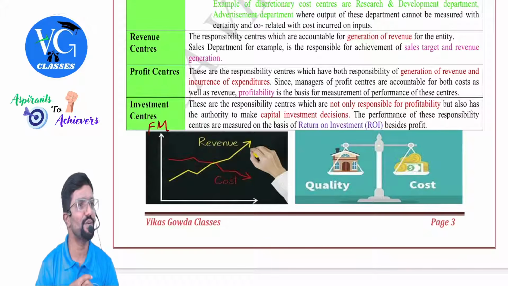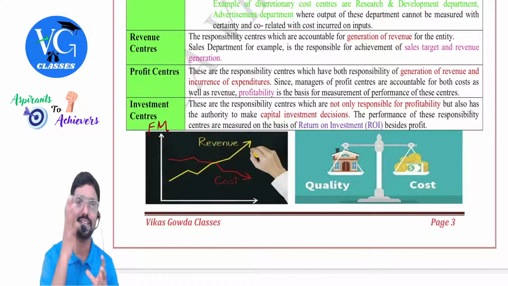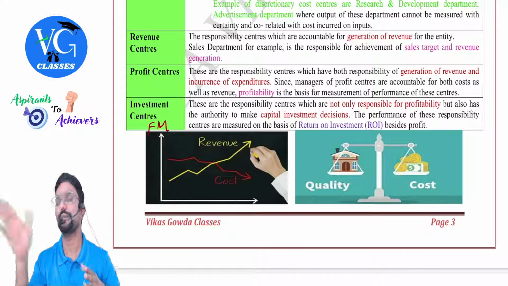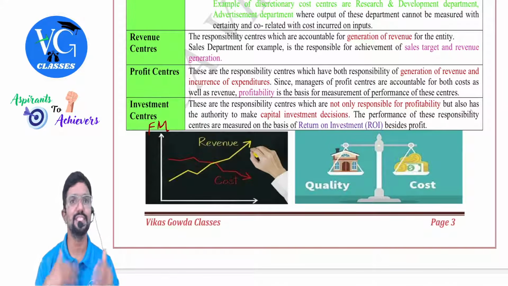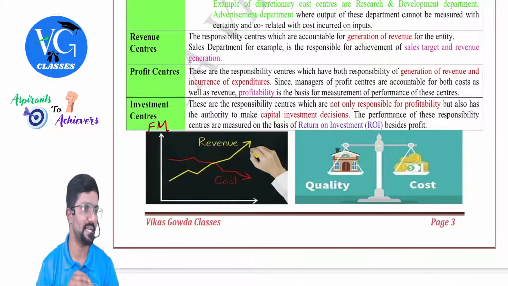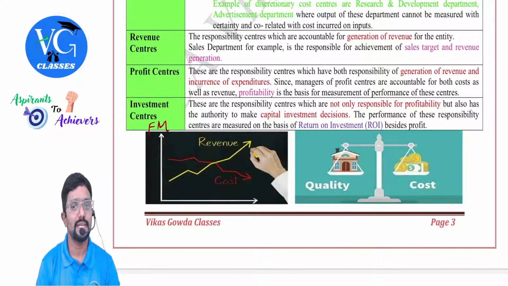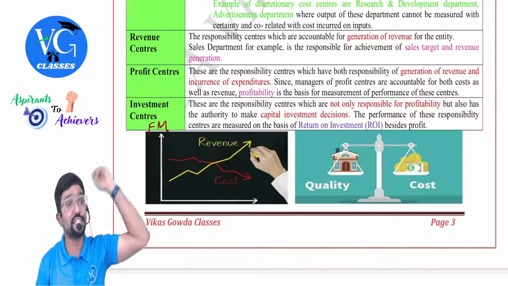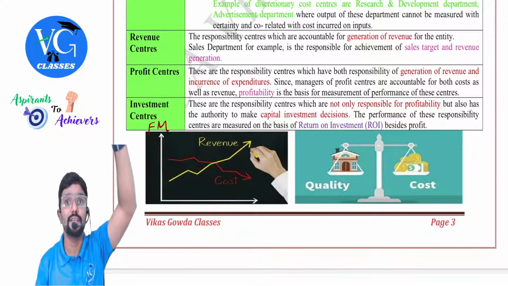Even for costing, should we do investment? Yes. Sir, should I purchase the machine or should I take it on rent? Or should I purchase this machine or that machine? All these are investment decisions, guys. These are the responsibility centers which are not only responsible for profitability but also have the authority to make capital investment decisions, capital budgeting decisions, and all.